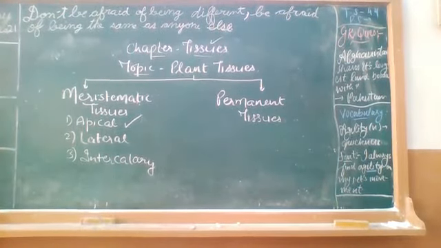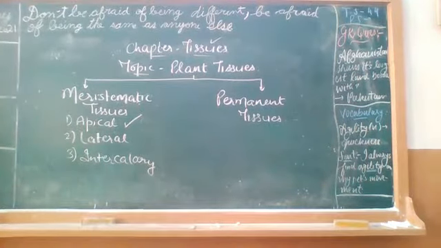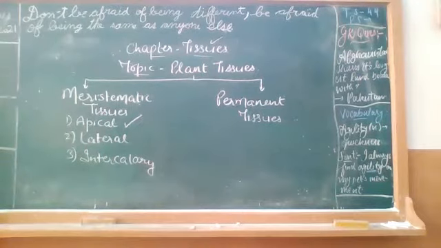Intercalary meristem is located near the nodes. Meristematic tissues are also known as dividing tissue.